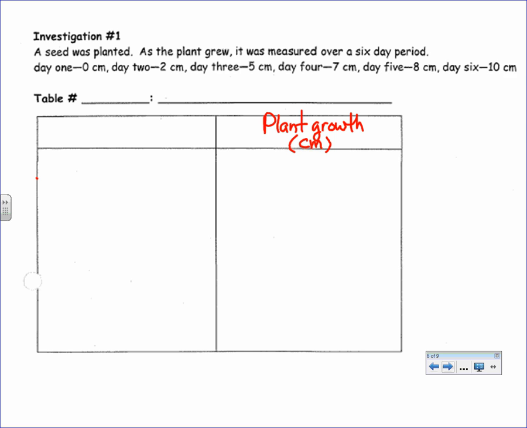What's the independent variable? What's causing the differences? Plant growth is the effect. What is the cause? April? The days. Very good. So the independent variable is the time, and that is measured in days. So this is data table number 1, and I'm going to call this plant growth over 6 days.